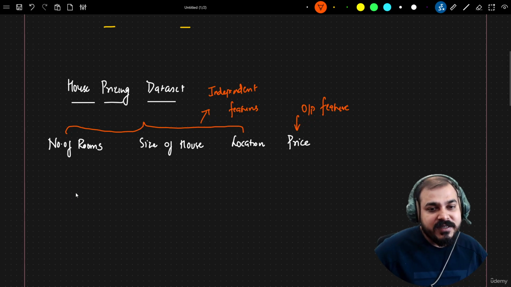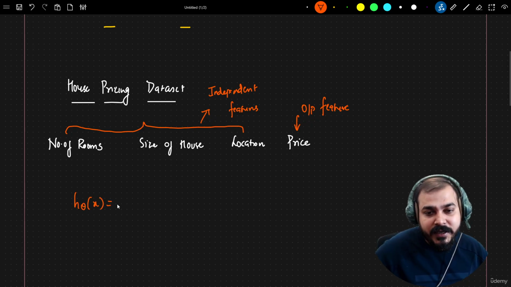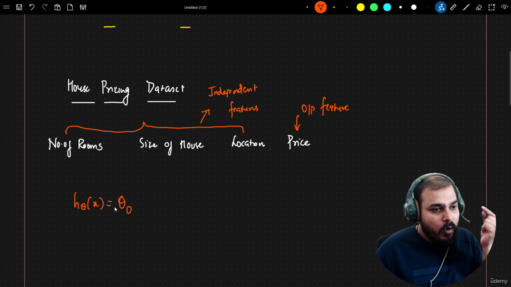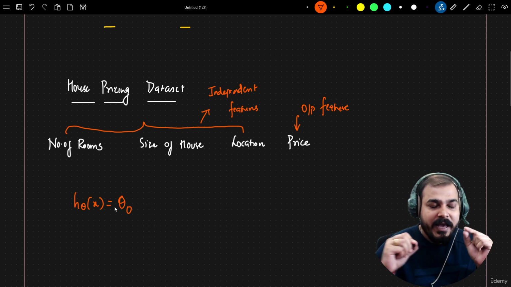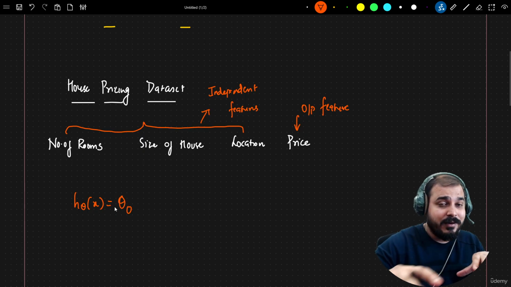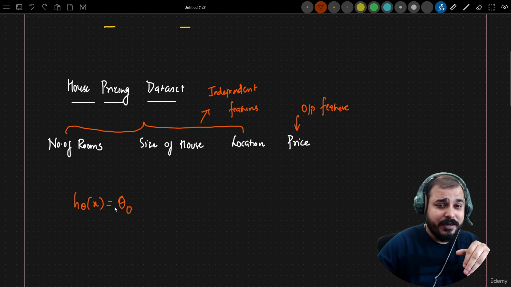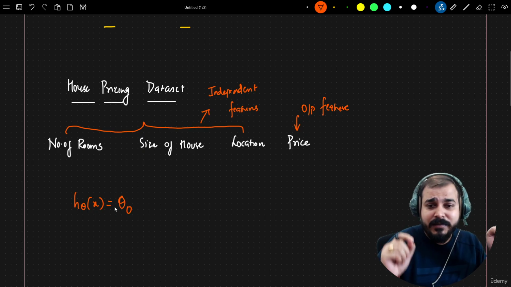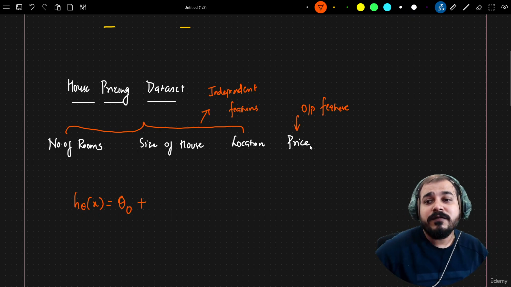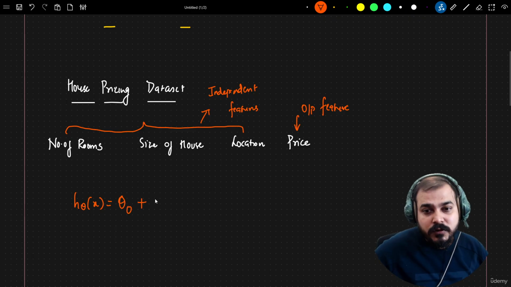So now I'm going to basically use the same equation, h theta of x, which is nothing but theta 0. Theta 0 is always an intercept. There will always be one intercept for any kind of regression problem, whether I'm using simple linear regression or multiple linear regression. Along with this, based on the number of features, let's consider number of rooms is my x1 feature. So for this, we will be having another slope, which I'm mentioning over here as theta 1.